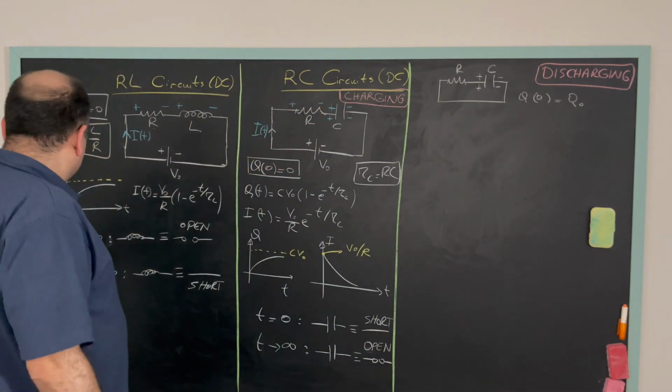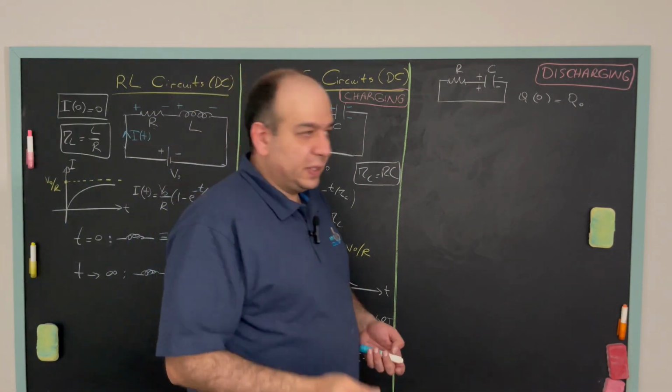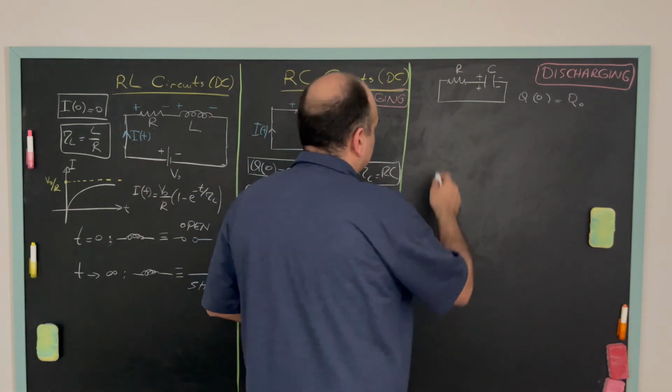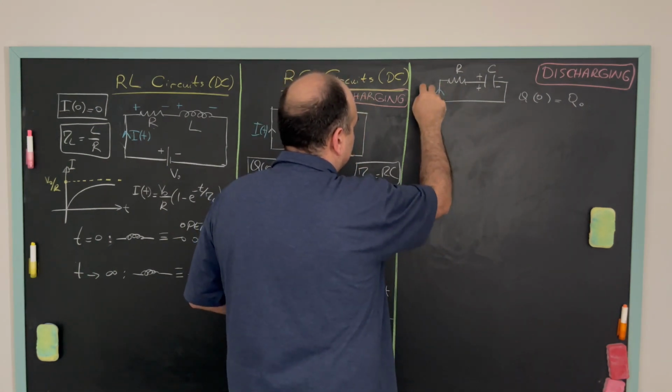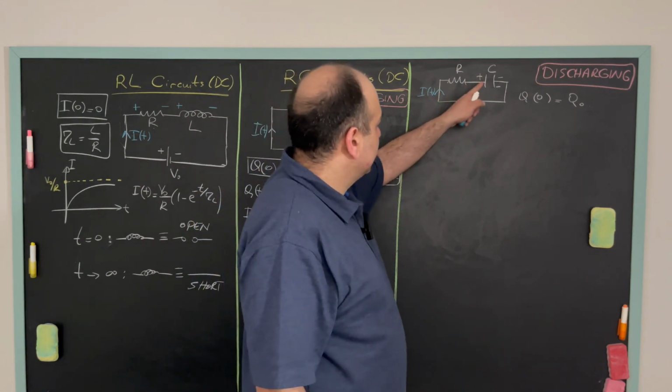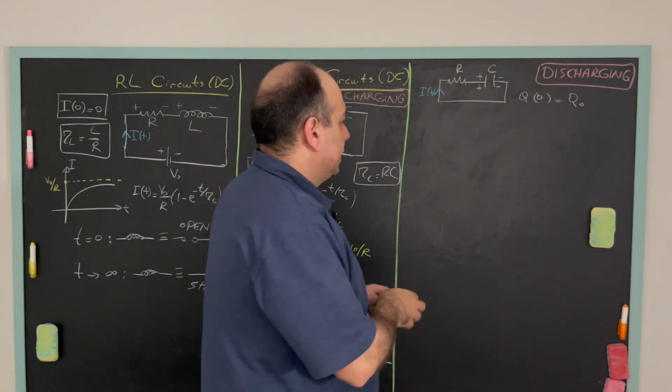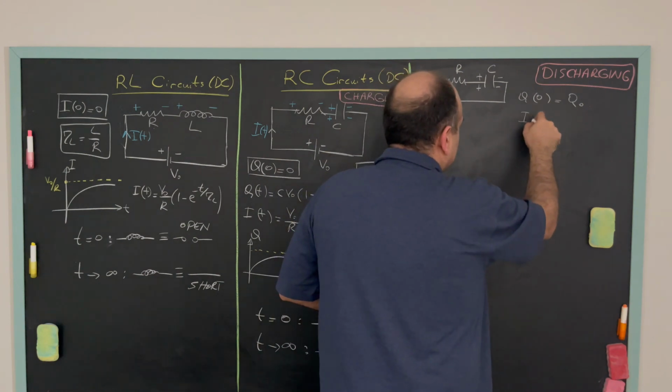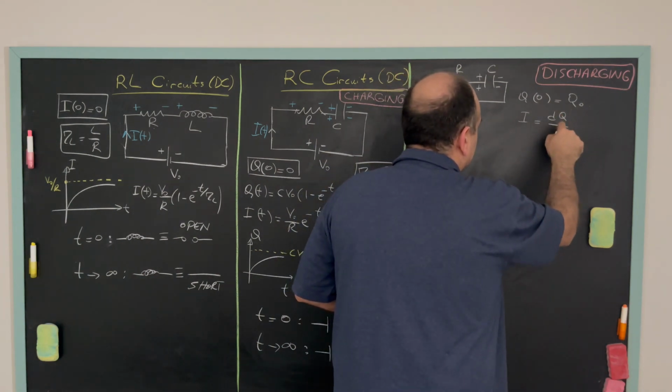So without loss of generality, you can always assume a direction for the current. Let's assume I is running like that at any given time t. So it's feeding the positive terminal. So I is again equal to dq over dt.